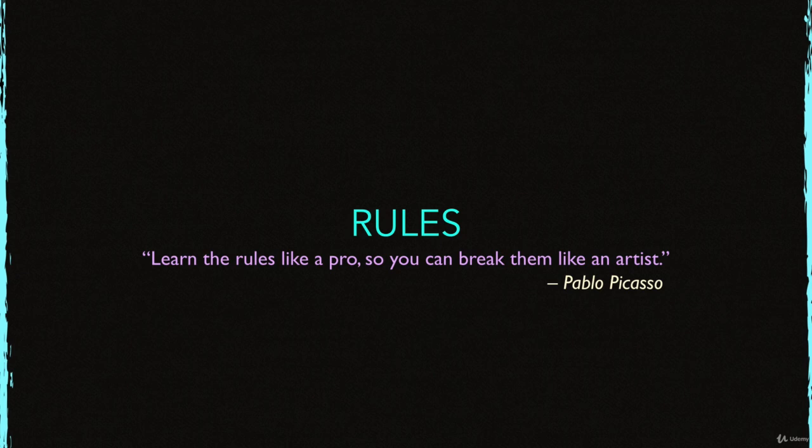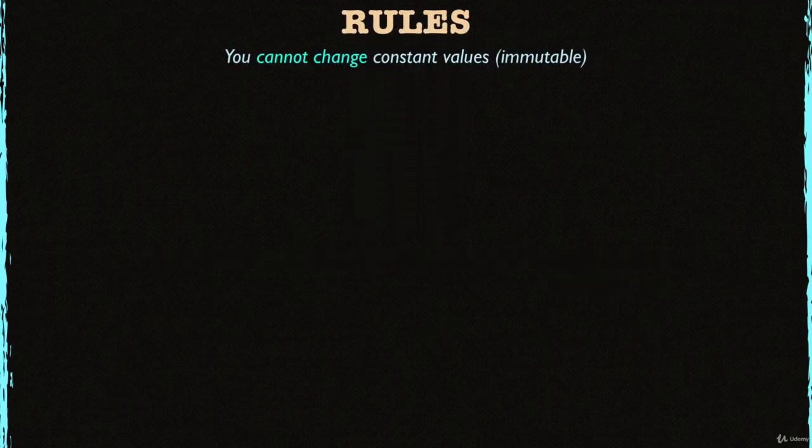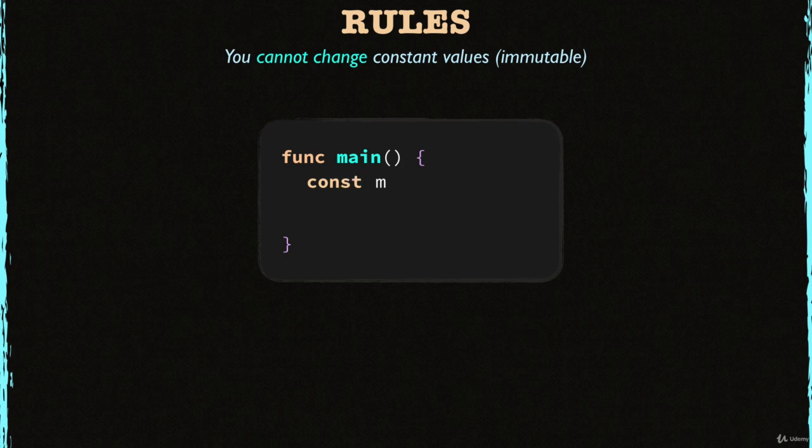Alright, let's take a look at a few rules when using constants. Let's say that you've declared a constant like this. Let's see what happens when I assign a new value to it. I'm going to use the same value. Let's run it.